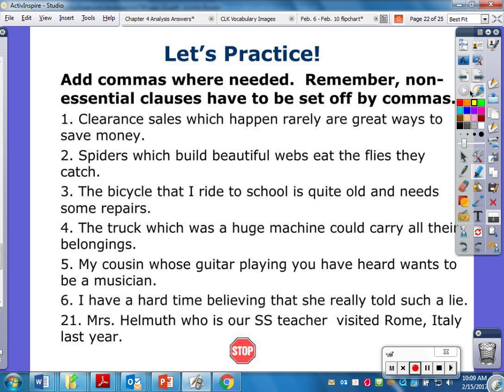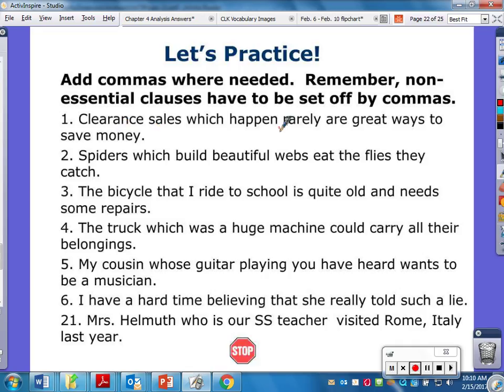Let's do some practice. We're going to add commas where needed. Remember, non-essential clauses have to be set off by commas. Clearance sales, which happen rarely, are great ways to save money. Ask yourself, which sales are we talking about? If you said clearance, then you're correct. So we already know which sales. For example, then, this is going to have commas.